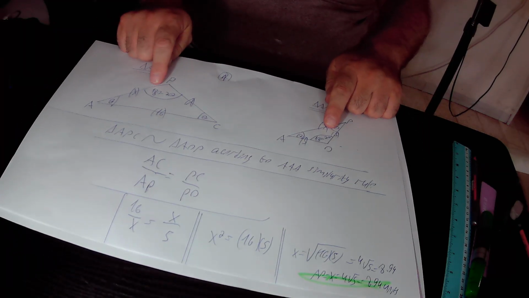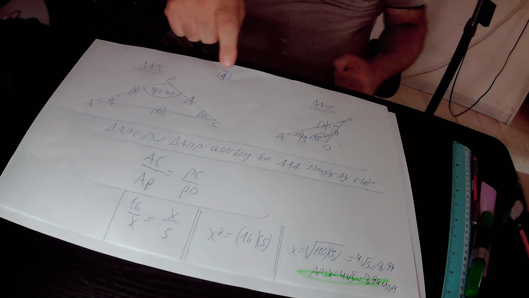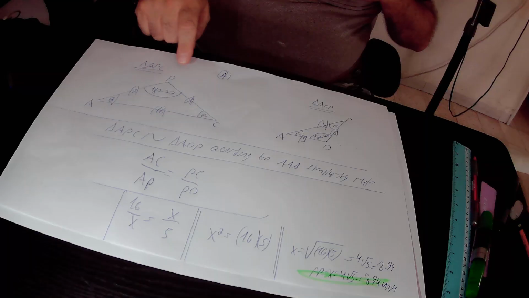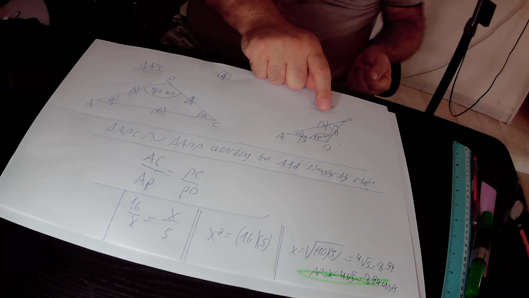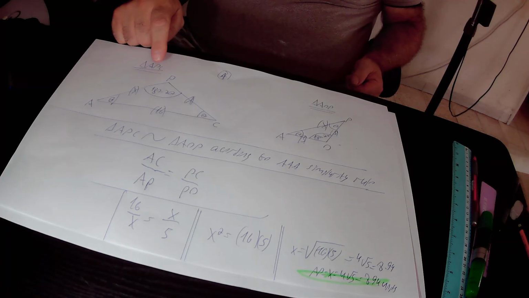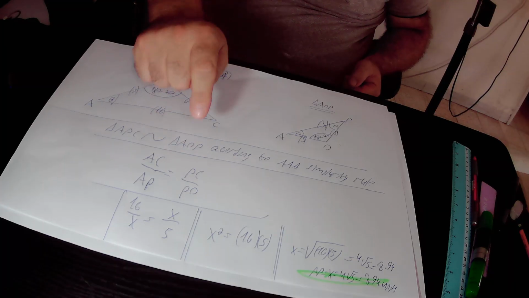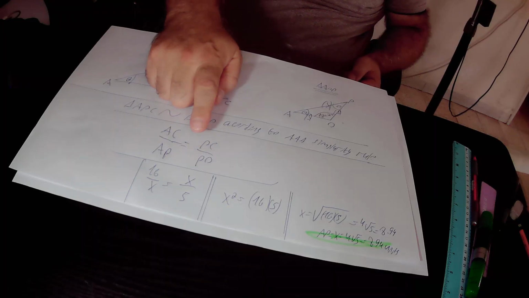We know that side AC of the big triangle APC over side AP of the small triangle is equal to side PC of the big triangle APC over side PO of the small triangle AOP. AC is 16, AP is x, PC is also x, over PO. PO is 5. So in total, we found that 16 over x equals x over 5.